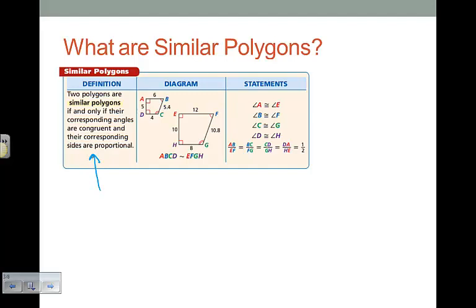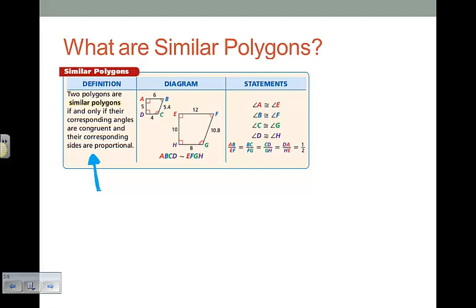It says that two polygons are similar polygons if and only if, so you should remember that it's a biconditional statement, and all of our definitions are biconditional statements. Two polygons are similar polygons if and only if their corresponding angles are congruent and their corresponding sides are proportional.